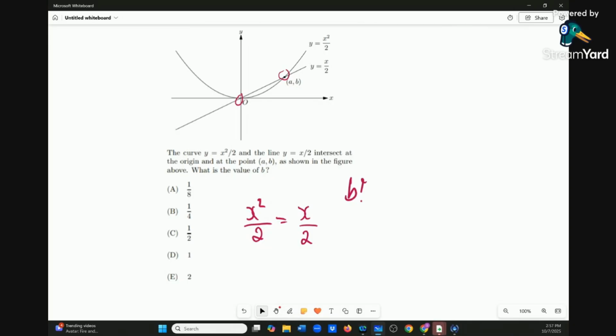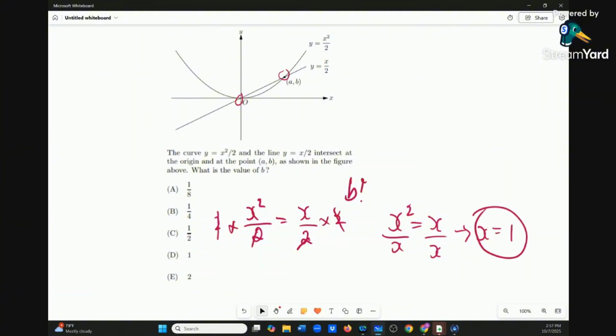So we want to get x by itself. First, let's multiply both sides by 2 to get rid of the 2's in the denominator. And so I'll have x squared is equal to x. I noticed that they both have x in common, so I can also divide both sides by x, right? So I have x, oh, that's it, x is 1.